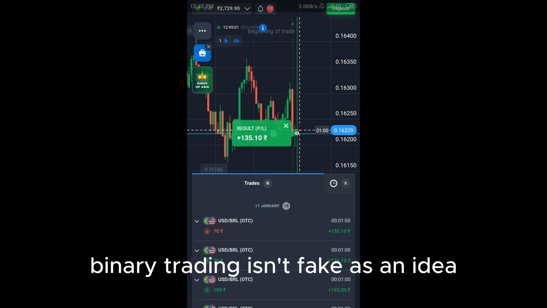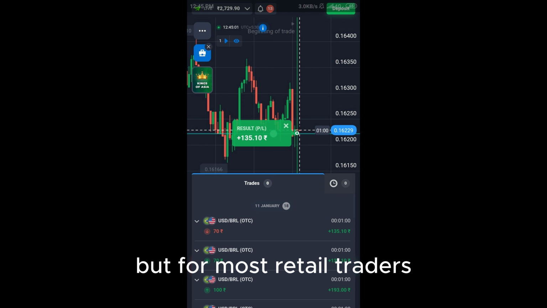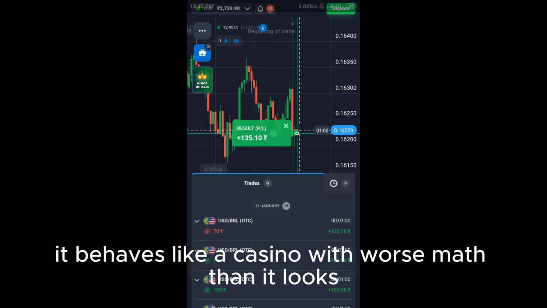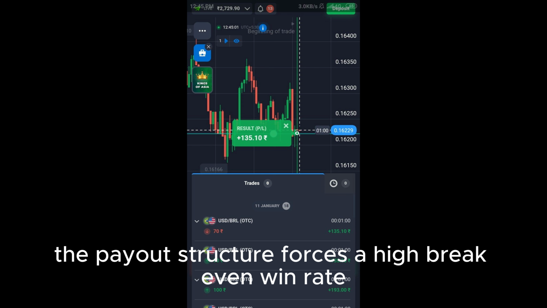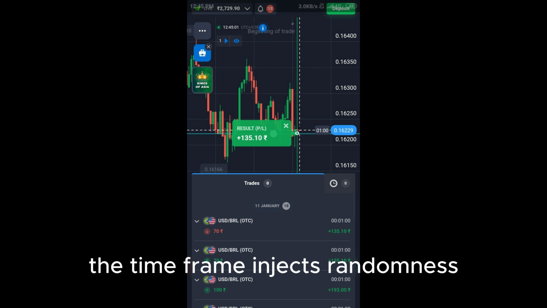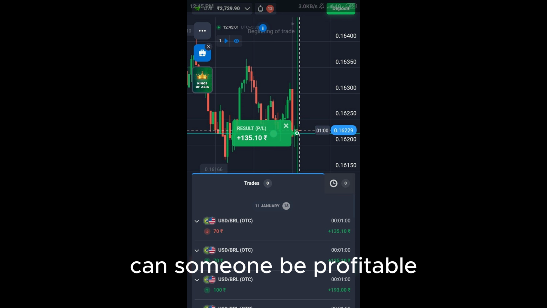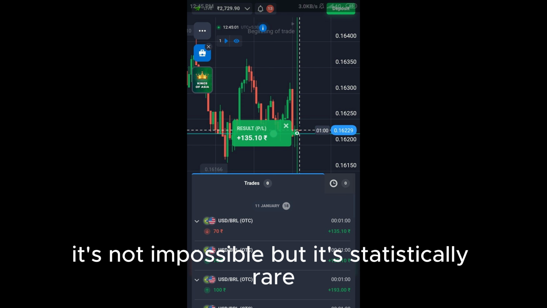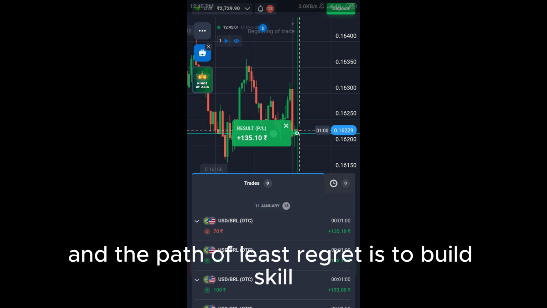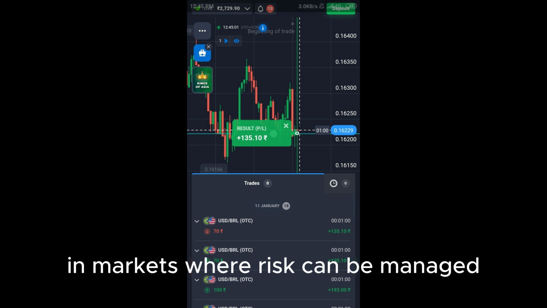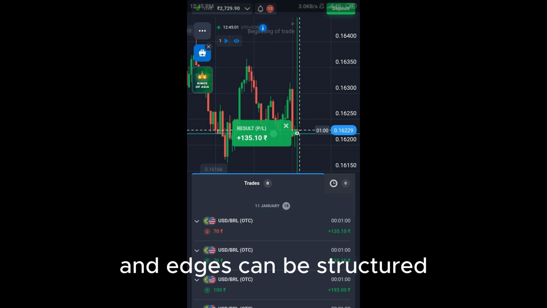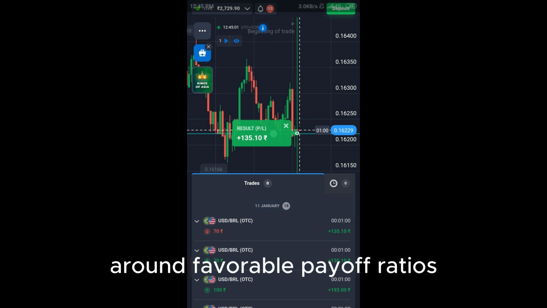Here's the final verdict. Binary trading isn't fake as an idea, but for most retail traders, it behaves like a casino with worse math than it looks. The payout structure forces a high break-even win rate, the time frame injects randomness, and the broker incentives are often aligned against you. Can someone be profitable? It's not impossible, but it's statistically rare, and the path of least regret is to build skill in markets where risk can be managed and edges can be structured around favorable payoff ratios.